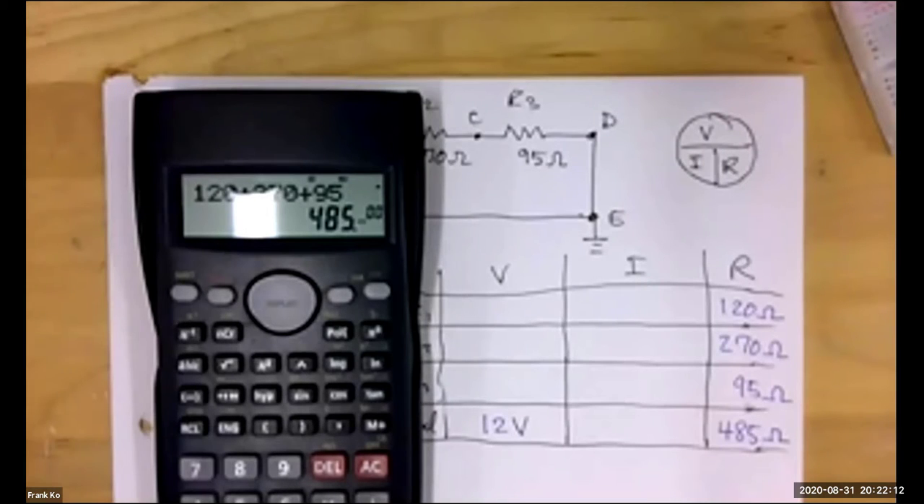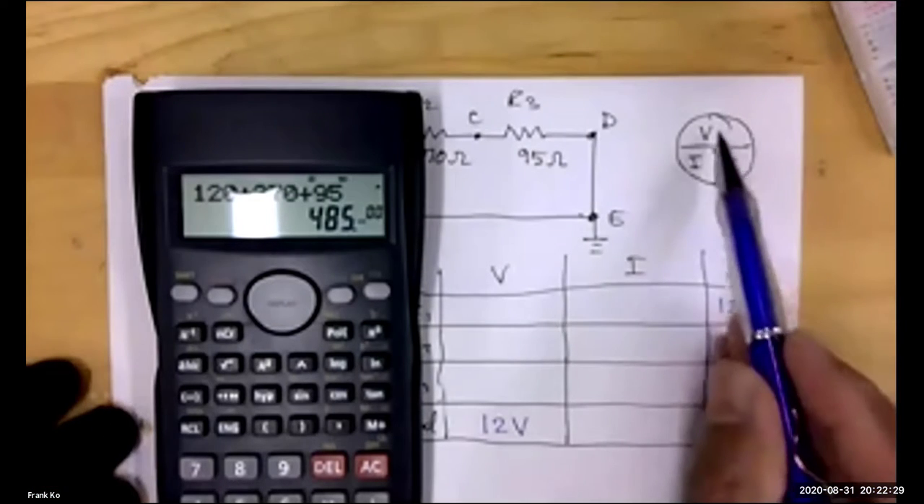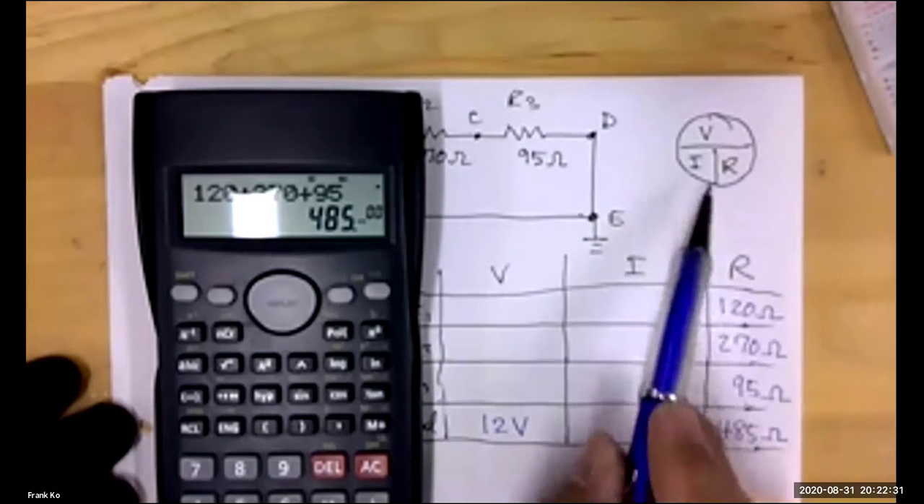Okay, so Jacqueline, what would we do next? We filled in the entire R column. What's next for us to do? Calculate total amps, total current. Would that be appropriate, everybody? Take a look at Ohm's law. Ohm's law says as long as you have two quantities, you can calculate the third.